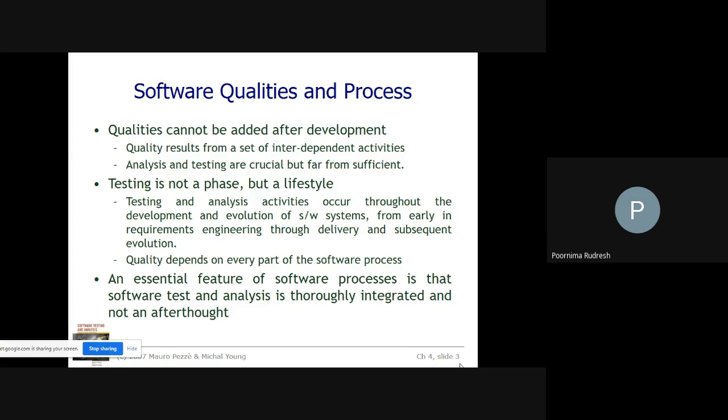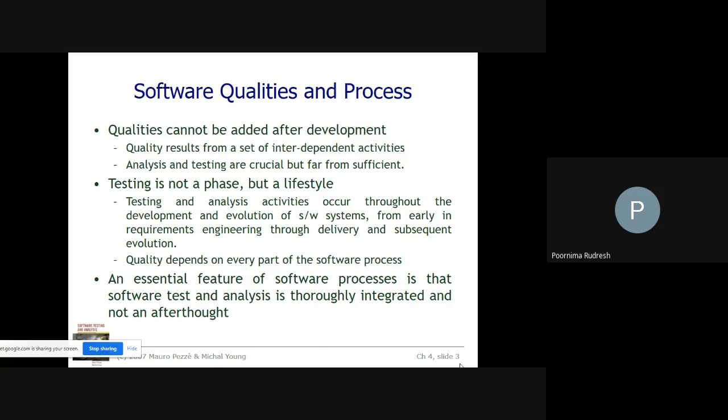And as we say, whenever we are developing the product, we want some quality, right? And this quality cannot be added once the software or the system is developed. So it is also a continuous process. Through this testing and analysis, we are detecting the faults and correcting them. Along with that, we're also checking the quality, whether the designed or implemented software is meeting the defined quality or not.